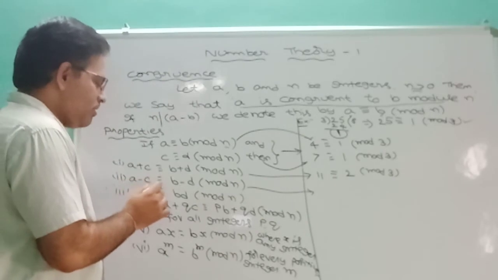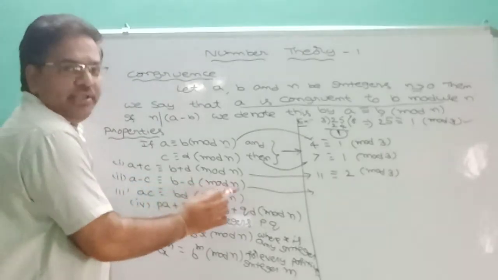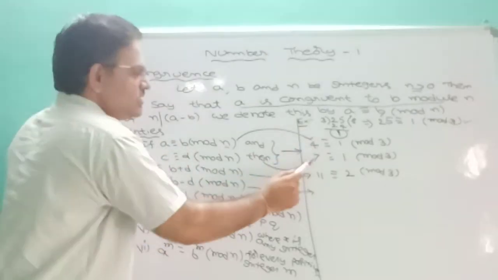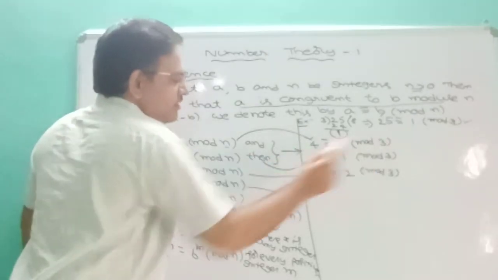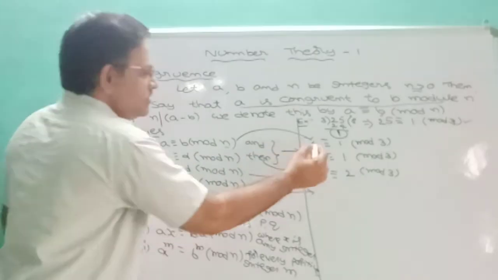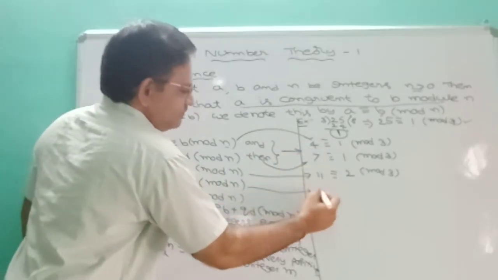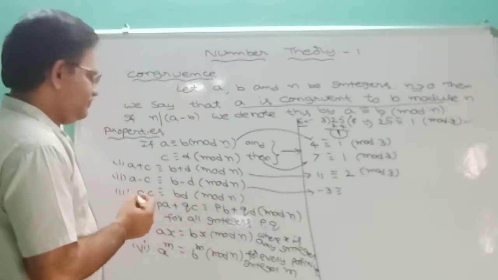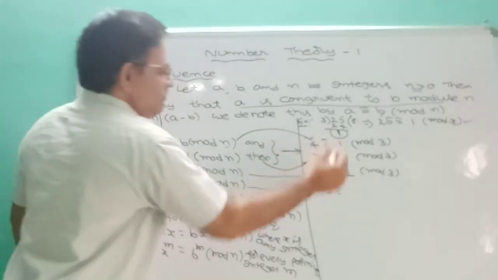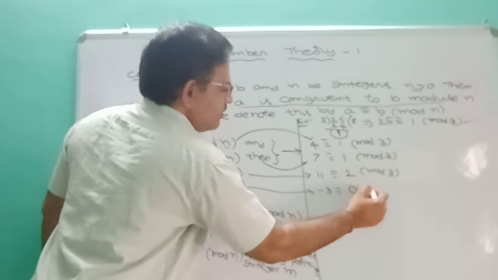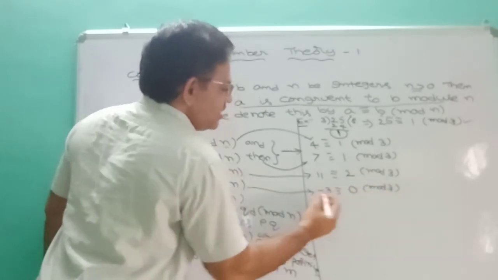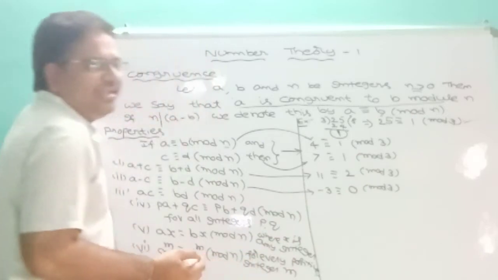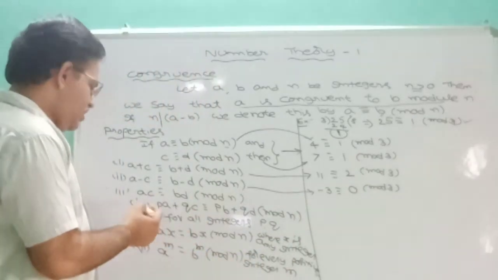Now the second property: a minus c is congruent to b minus d mod n. Here also mod value 3. How do we prove it? 4 minus 7 is minus 3, which is congruent to b minus d, 1 minus 1, 0, mod 3. Once you check it, minus 3 minus 0 is minus 3, and minus 3 is divisible by 3.